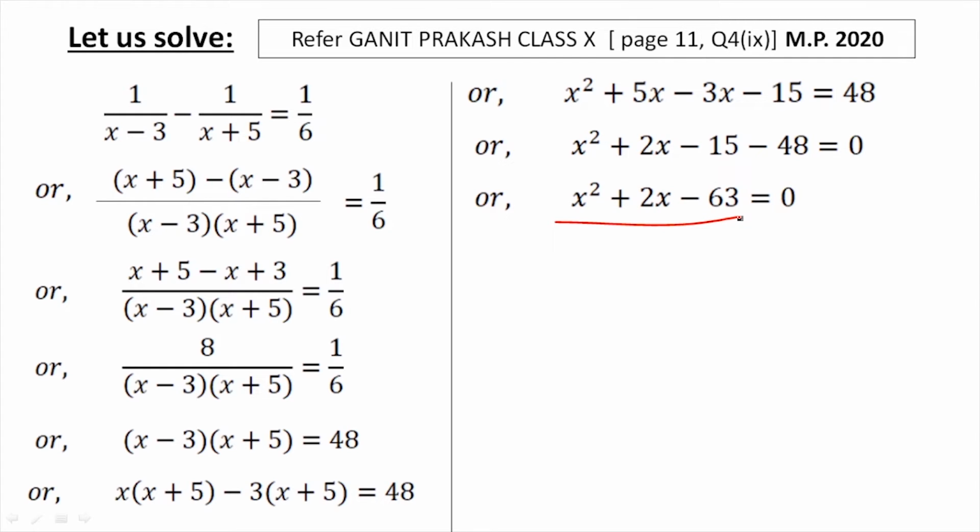Now we will solve it by breaking the middle term. Now there must be two numbers. When being multiplied it should give 63, and when being subtracted, because there is a minus here, it should give 2.